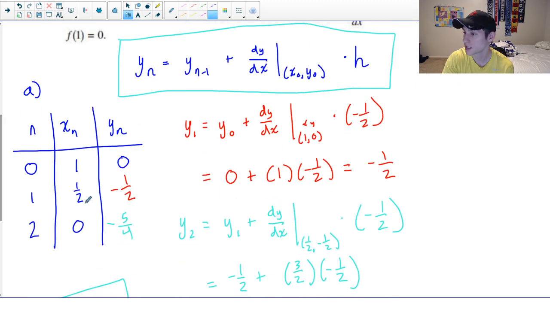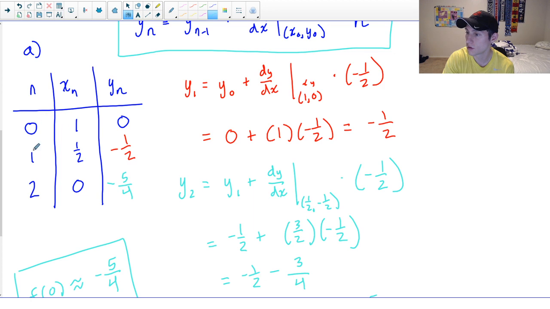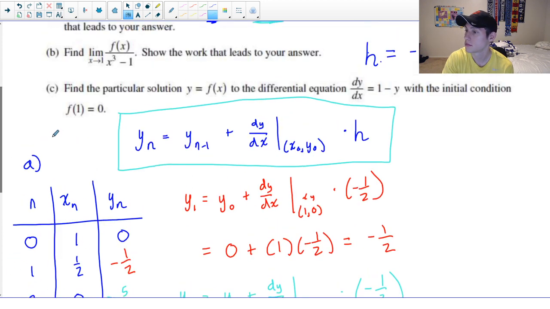And then it's just kind of filling out the table. There's n's on the left side. It's just however many steps. The problem will always tell you how many steps. So ours told us 2 steps. So we start at 0 always, but then 1, 2, the 2 steps. And then we started at 1 trying to approximate 0. So that's why we went down by 1/2 each time. And that's how we decided h is negative 1/2.